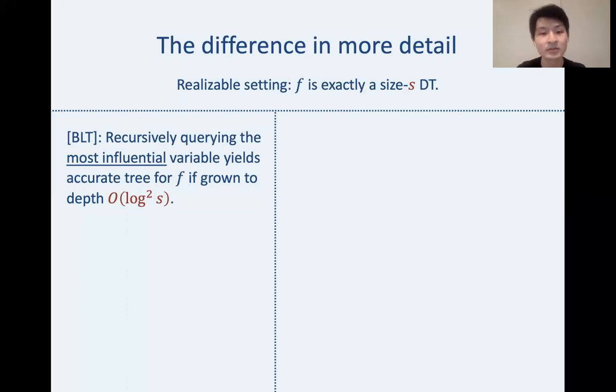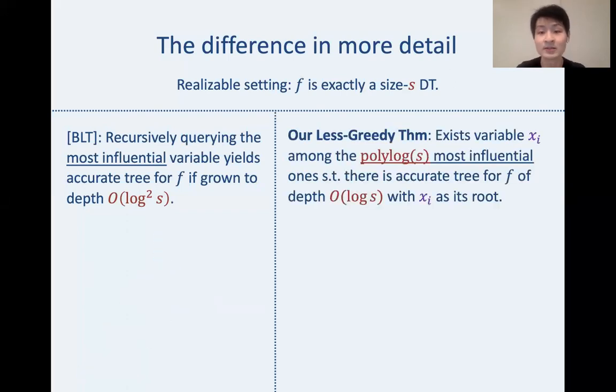In contrast, we prove a different theorem, which we call the less greedy theorem, saying the following. Suppose we look at the polylog s most influential variables at each step. Among them, there has to be a good choice in the following sense: if we grow the tree up to depth log s, that tree will be accurate enough. So there's a trade-off between the number of variables we look at and the depth of the tree.